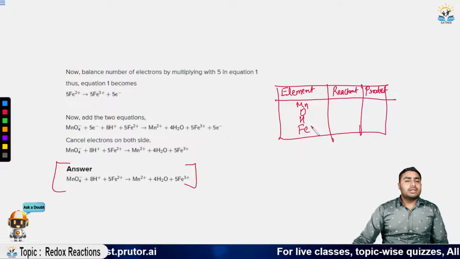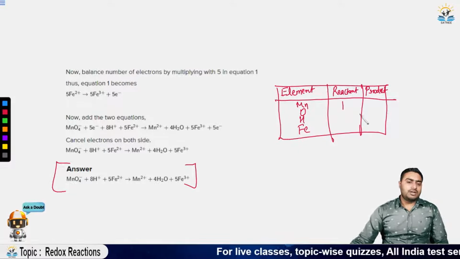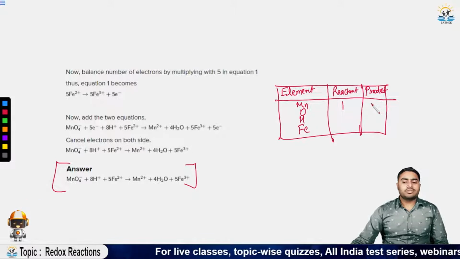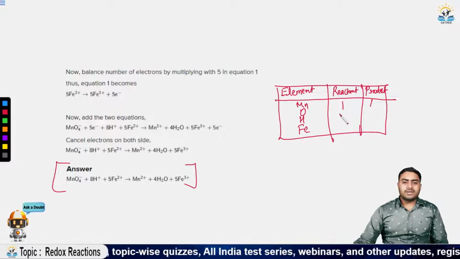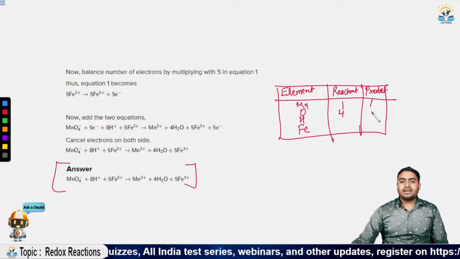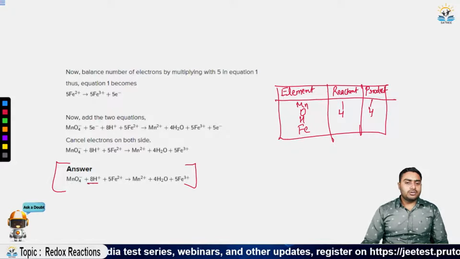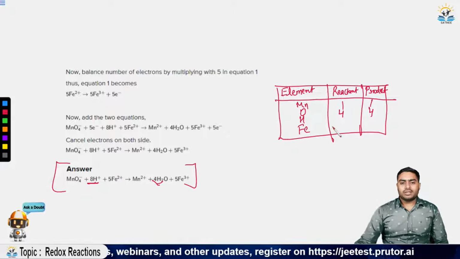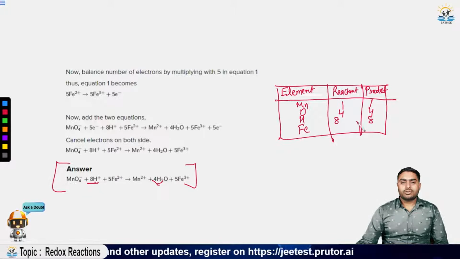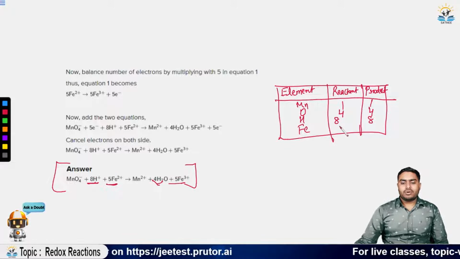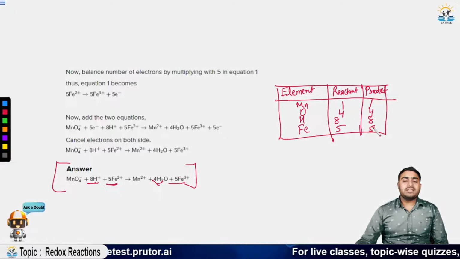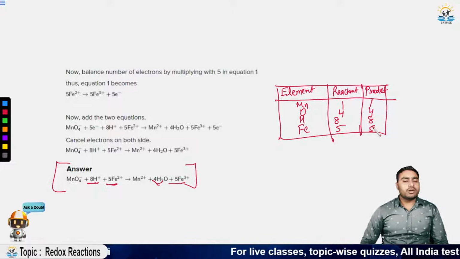On the reactant side, how many Mn? 1. On the product side, you can see 1 manganese. Oxygen: 4 oxygen on the left-hand side and 4 oxygen on the right-hand side. Hydrogen: 8 hydrogens on both sides. Then 5 Fe and 5 Fe. So the number of atoms of each and every element on the reactant side and product side are equal.